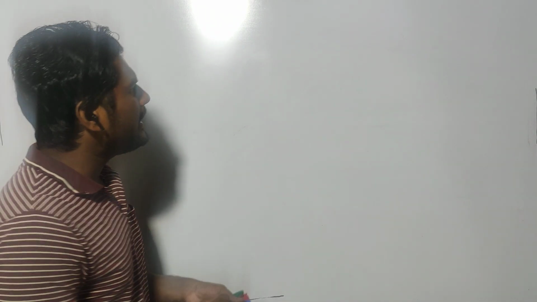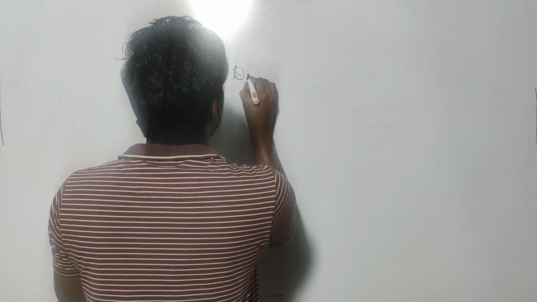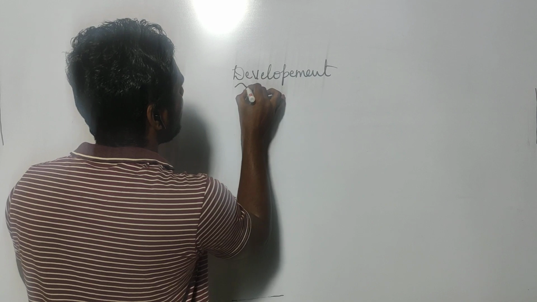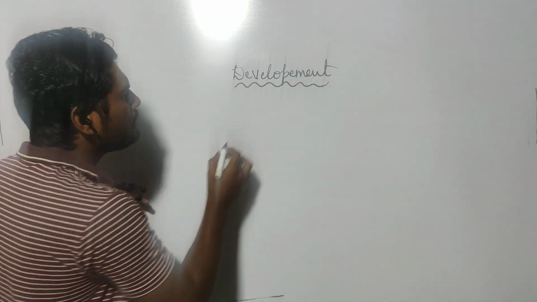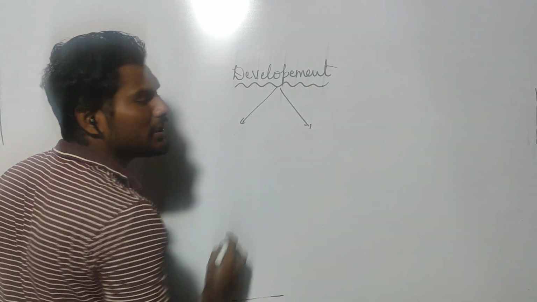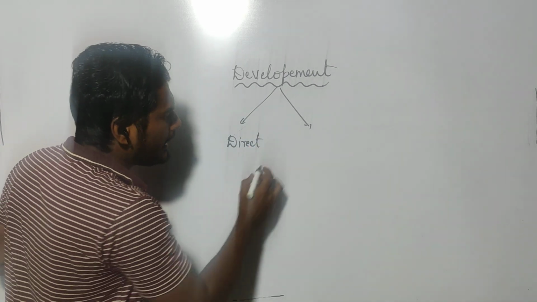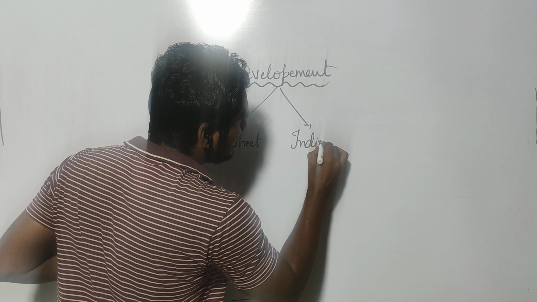Development. Development is of two types. What are the two types of development? Number one is direct development and number two is indirect development.